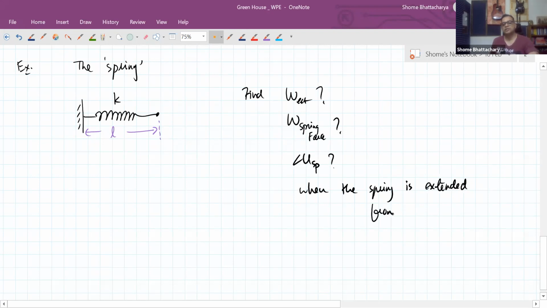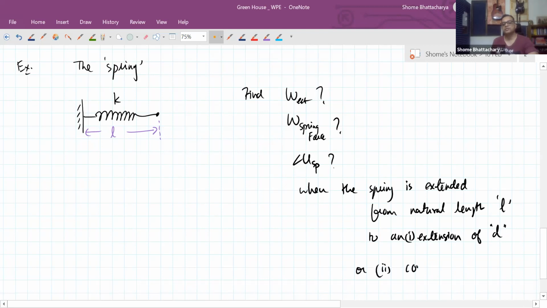from natural length L to an extension. Okay, so first let's see to an extension of d, or it is compressed by a distance d. So we'll see both these cases.